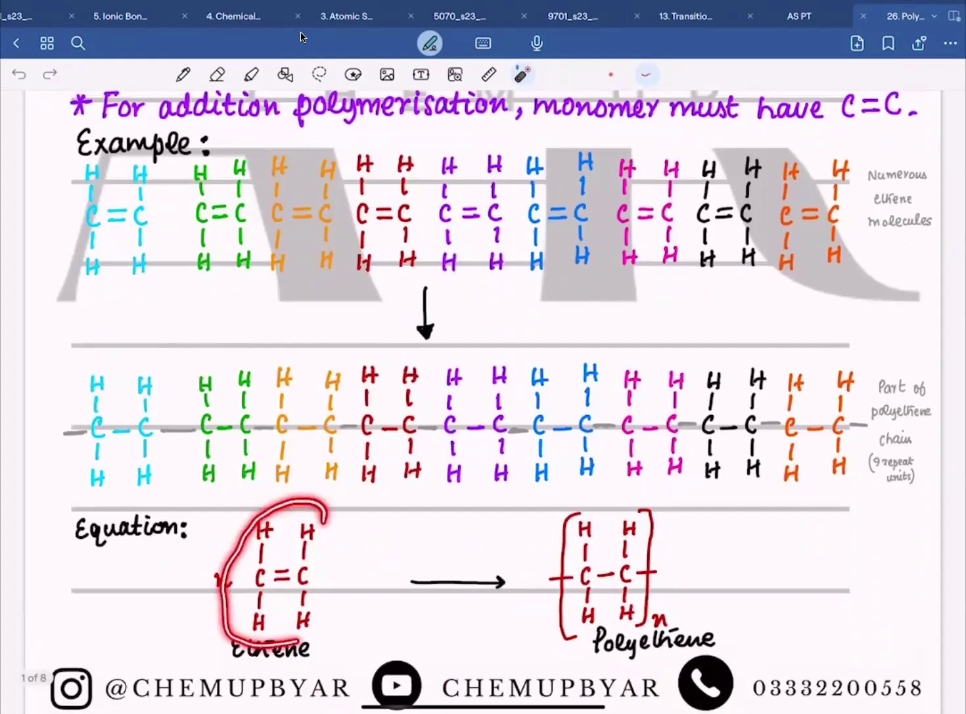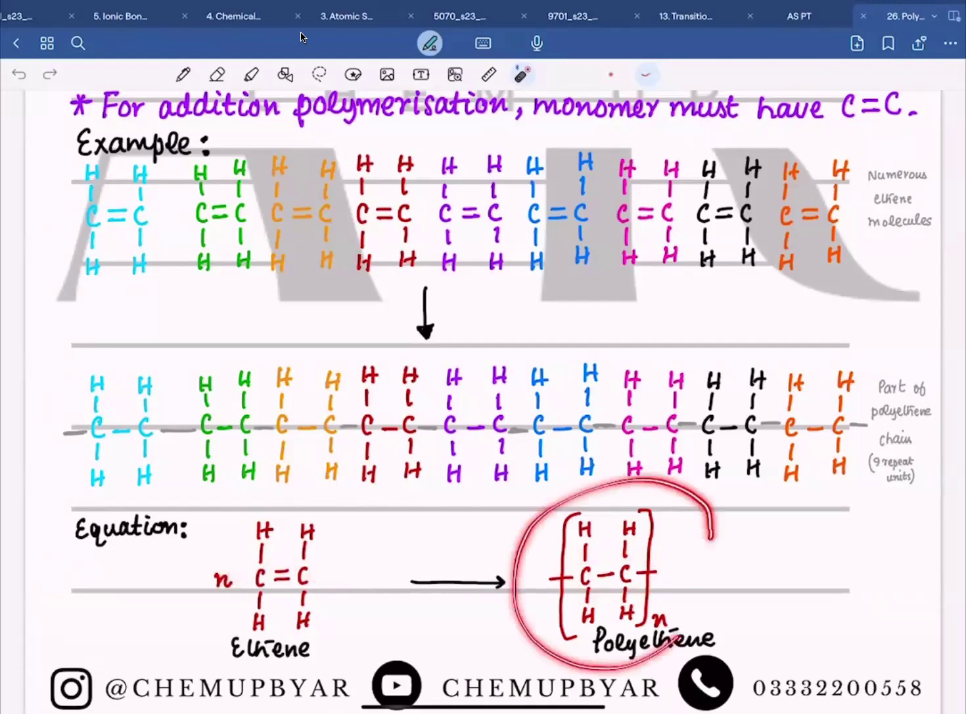We draw one ethene molecule and we put an n over here. n means the number of moles. So it can be 10,000, or it can be 19,000, or any other number in the thousands. So what happened? All of them got their double bond broken like this, if you see over here, and have single bonds on both the sides.